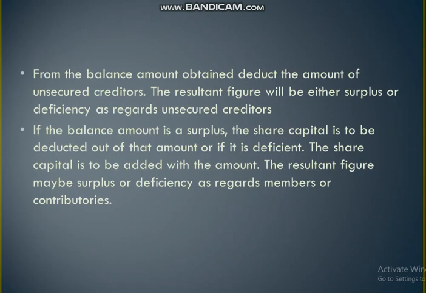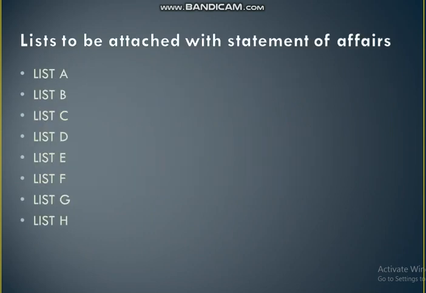Last point is that if the balance amount is a surplus, the share capital is to be deducted out of that amount, or if it is deficient, the share capital is to be added to the amount. The resultant figure may be surplus or deficiency as regards members or contributories. And these are the lists which are to be attached with the statement of affairs.